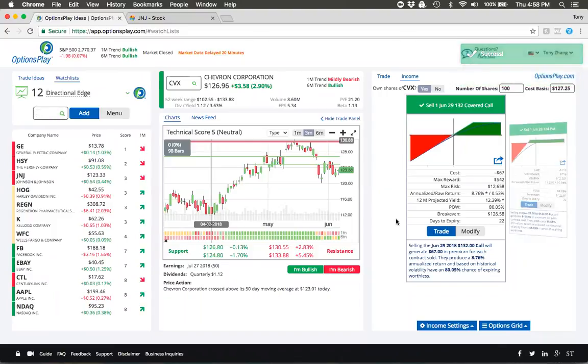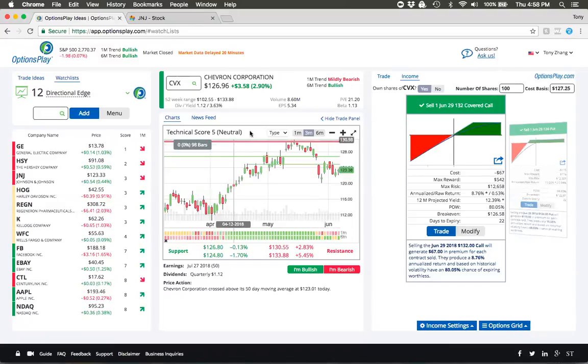Let's see. How would you trade SPY at this moment? Great question. Well, let me answer this Chevron question first, right? I'll come back to the questions here. Let's just take a look at Chevron. It's got a neutral score of 5. The 1 month and 6 month trends are a little mixed. The 1 month trend is mildly bearish. Sorry, the 6 month trend is bullish.